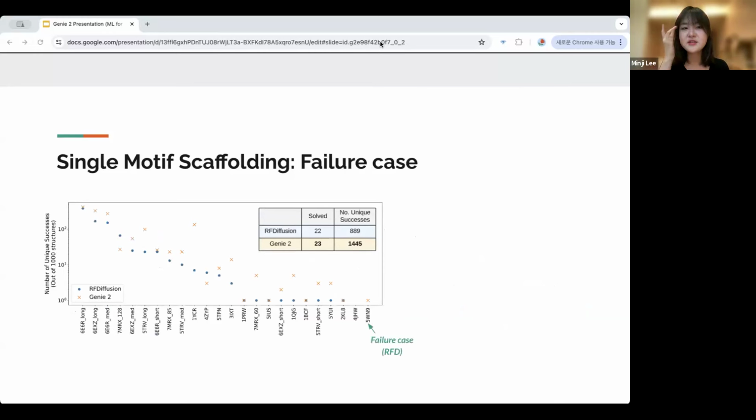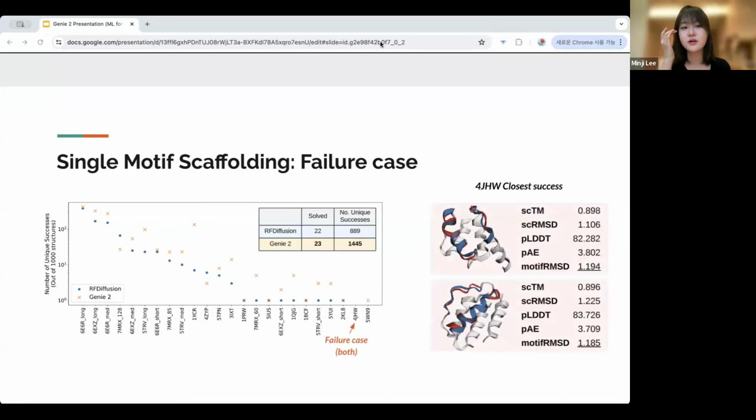Additionally, Genie solves problem 5WN9, where the motif is RSBG protein with 10 sites, while RFdiffusion does not. And Genie does fail on one problem, 4JHW, where the motif is RSVF protein size 0, that RFdiffusion also fails on. We show 2 scaffold designs that are closest to the success criteria on the right.